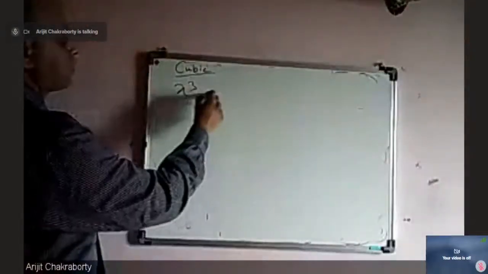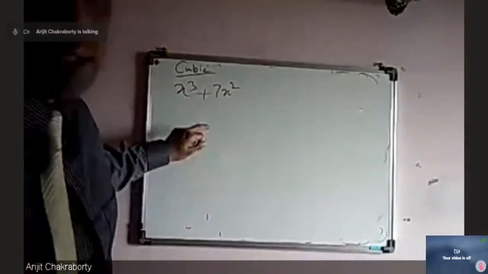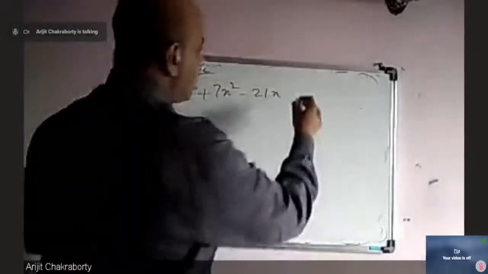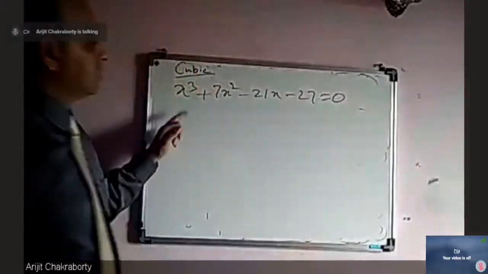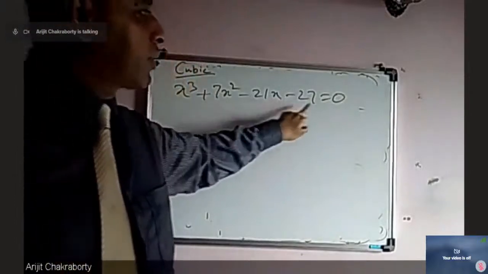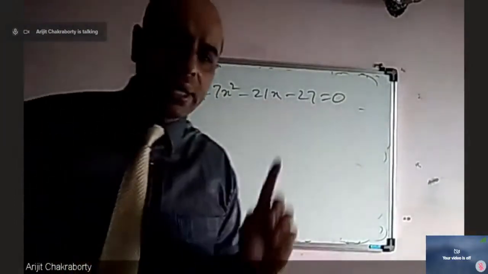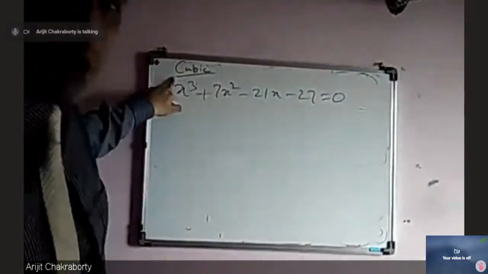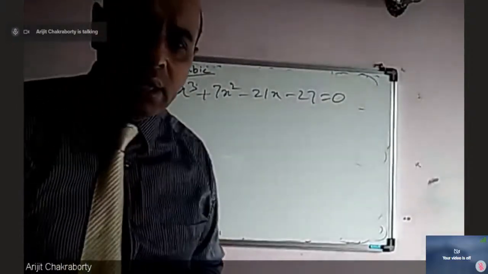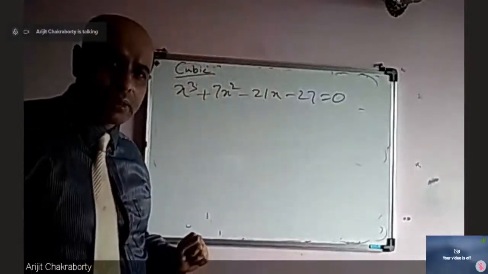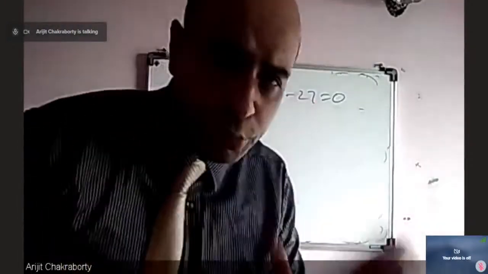X cube plus 7x square minus 21x minus 27 equal to 0. So x cube plus 7x square minus 21x minus 27 equal to 0. Please note it is a cubic equation because we have the power of 3. In a cubic equation, the highest power which x has is 3. So this is a cubic equation.